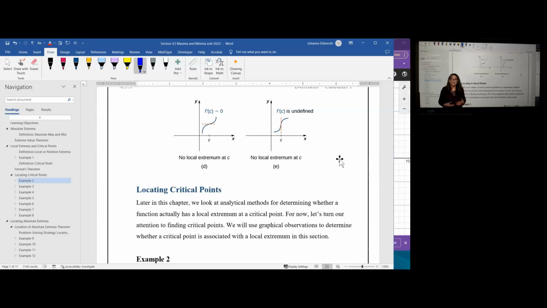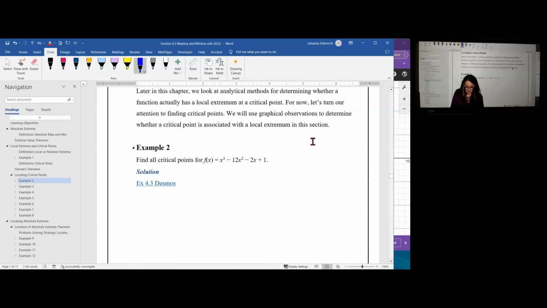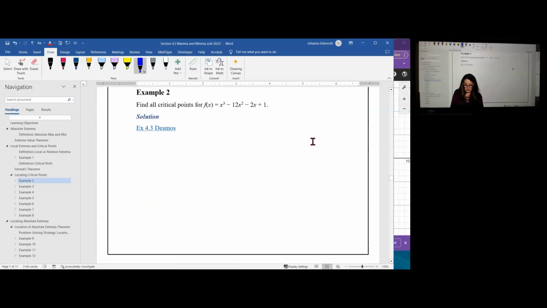What we want to do now is practice finding these critical points. Let's take a look at example 2. Find all the critical points for the function x cubed minus 12x squared minus 2x plus 1. In order to find the critical points, we want to look for 2 locations: 1, f prime equals 0, and 2, f prime does not exist. In both cases, however, the function must exist.